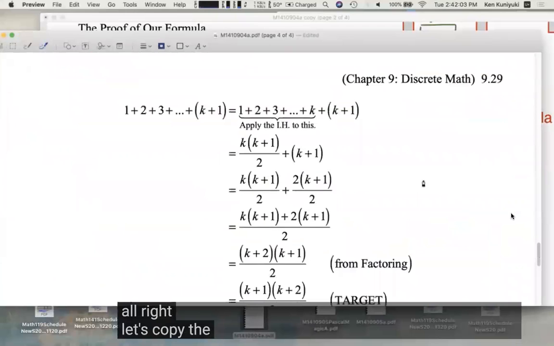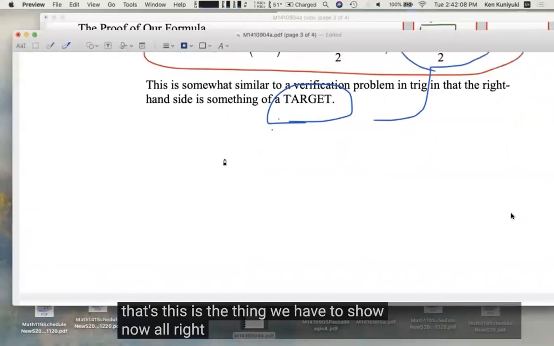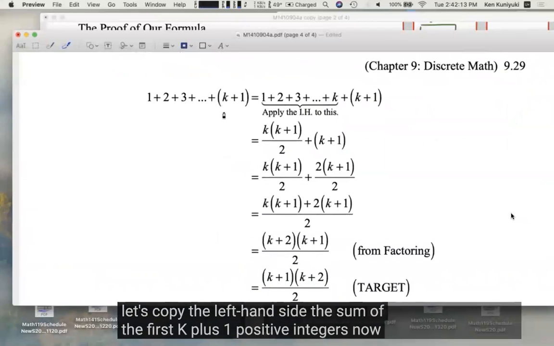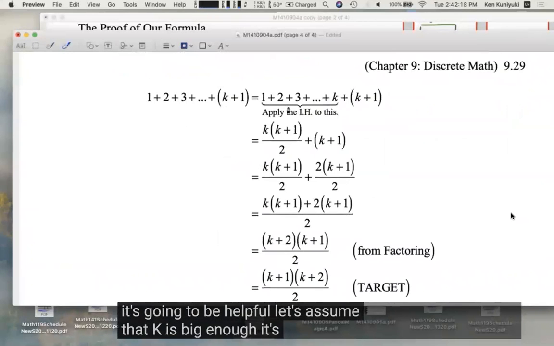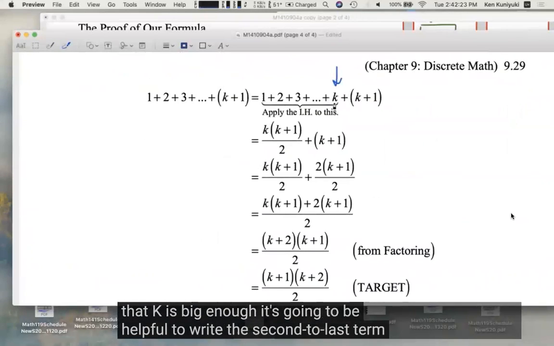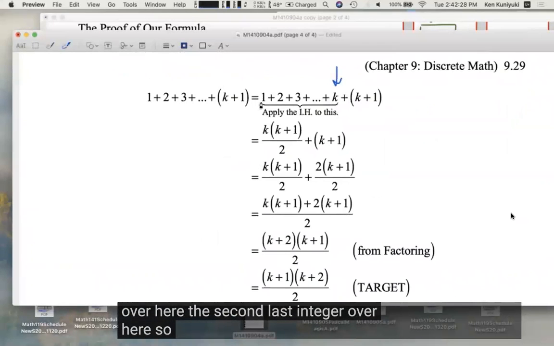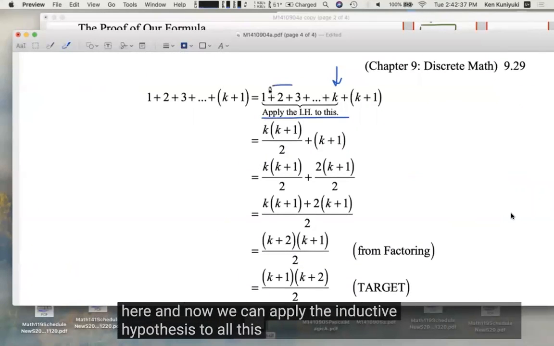All right, let's copy the left-hand side. This is the thing we have to show now. Let's copy the left-hand side, the sum of the first k plus 1 positive integers. Now, it's going to be helpful, let's assume that k is big enough, to write the second to last integer over here. So we have the sum of the first k positive integers plus k plus 1 over here. And now we can apply the inductive hypothesis to all this.